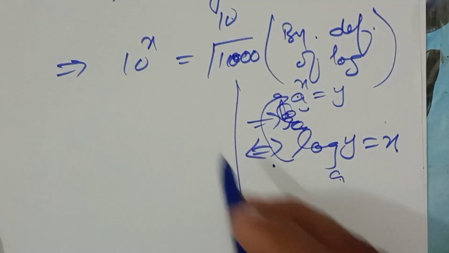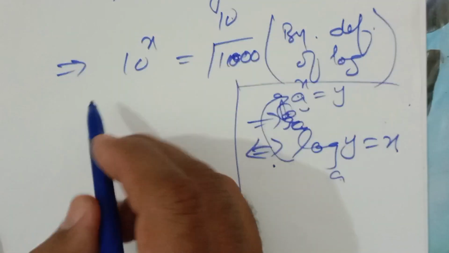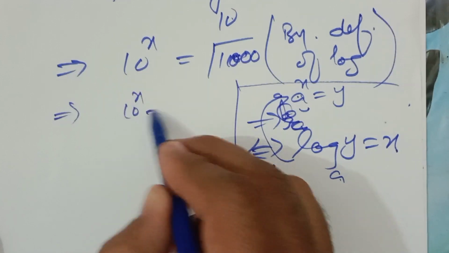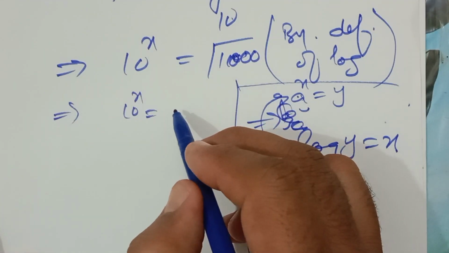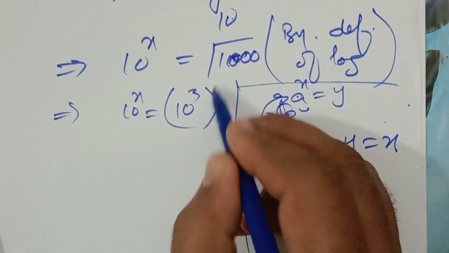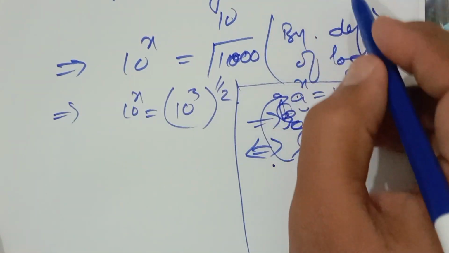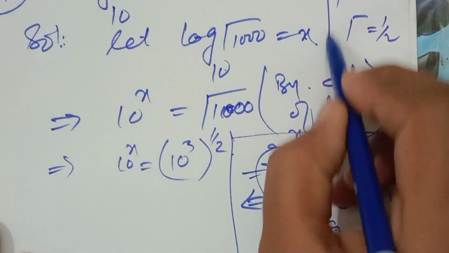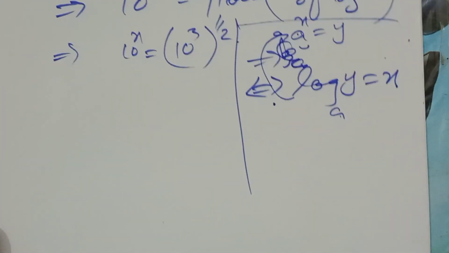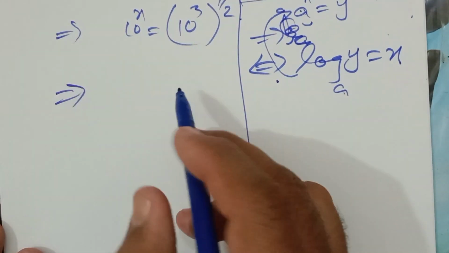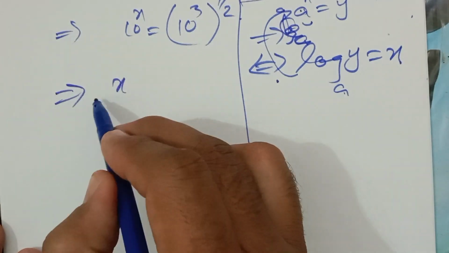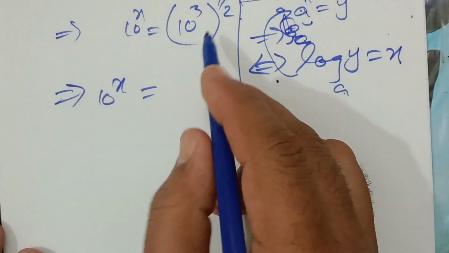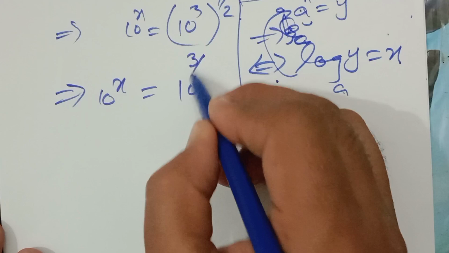So here we can write this as a rough note. 10 raised to power x remains the same. Here 10 cross 10 cross 10, so we can write 10 raised to power 3, whole 1 over 2. Radical sign value is 1 over 2. So if we have 10 raised to power x equal to 10 raised to power 3 by 2.